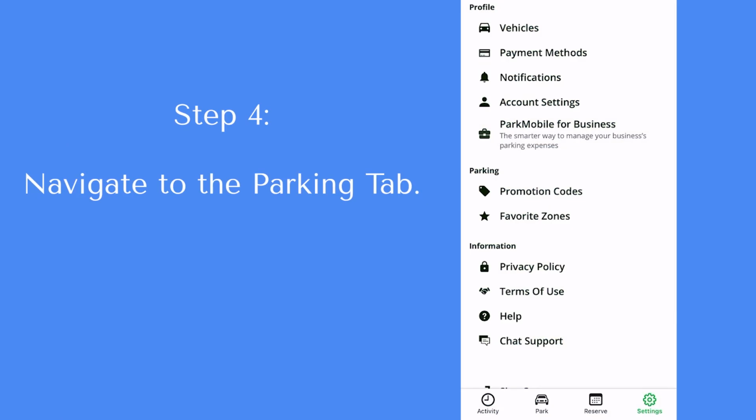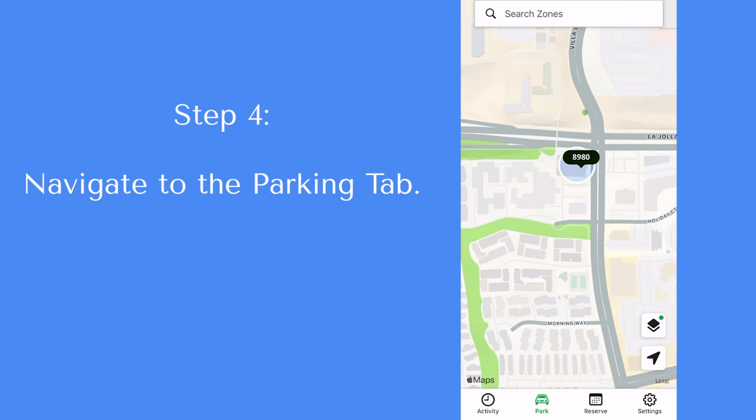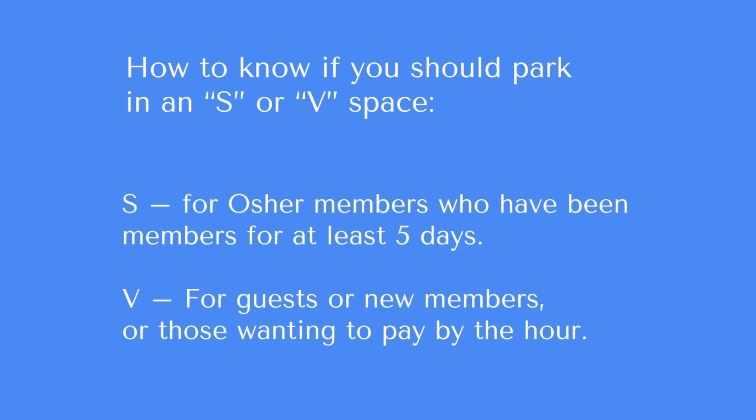Step 4. Navigate to the Parking tab. An S space is for Osher members who have been members for at least 5 days. A V space is for guests or new members, or those wanting to pay by the hour.